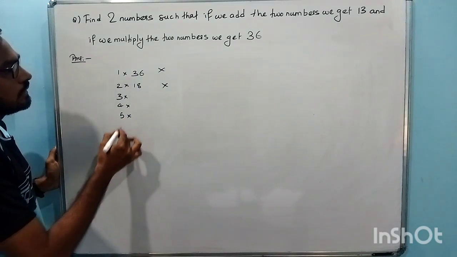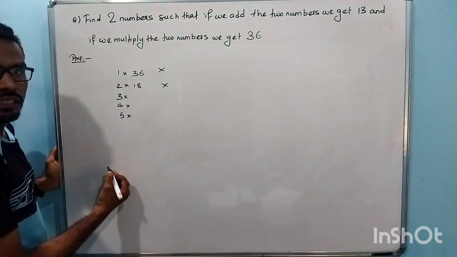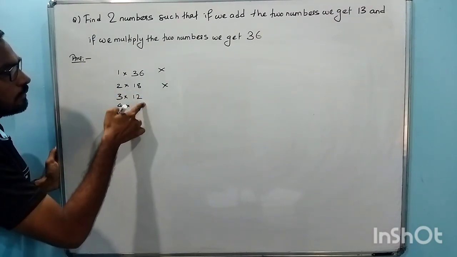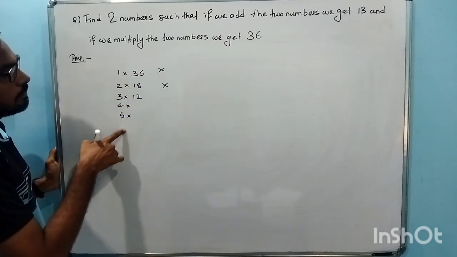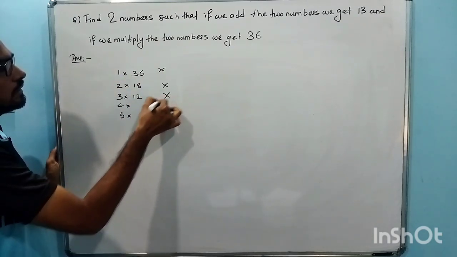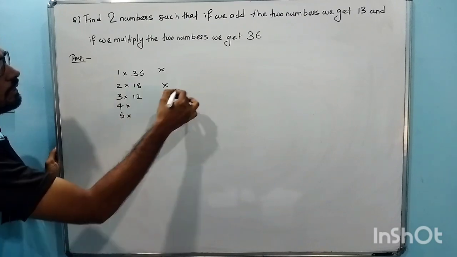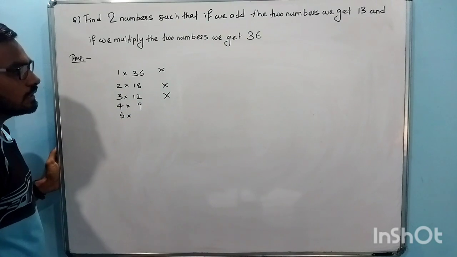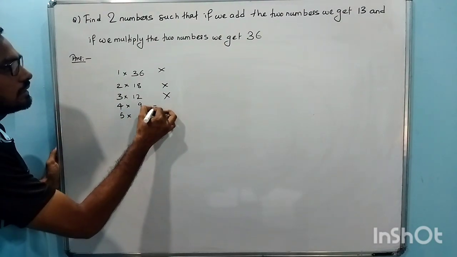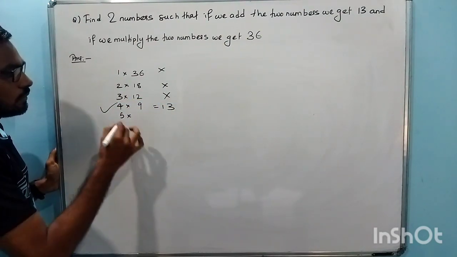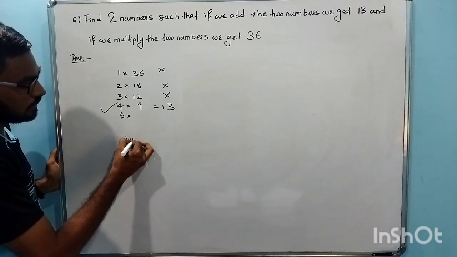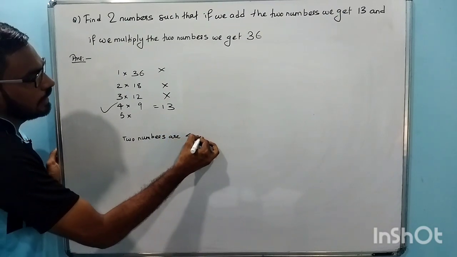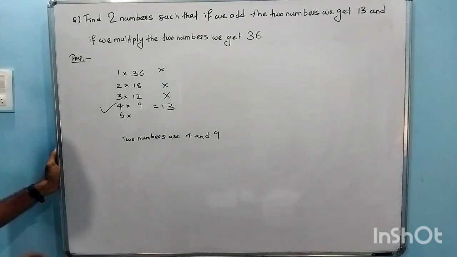Then divide 36 by 3. We will get 12. So 12 into 3 is 36, but 12 plus 3 is not 13. So this is gone. Next, divide 36 by 4. You will get 9. So 9 into 4 is 36 and 9 plus 4 is 13. So this works. The two numbers are 4 and 9.